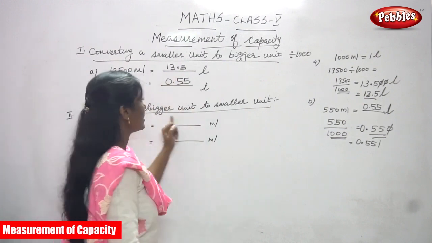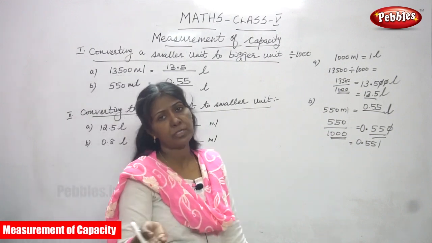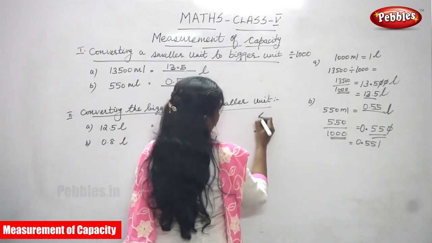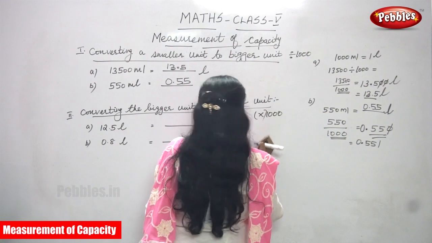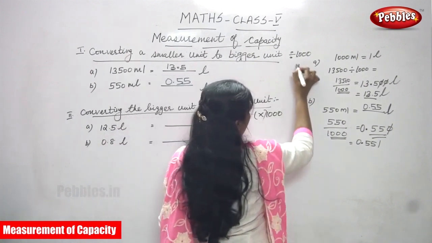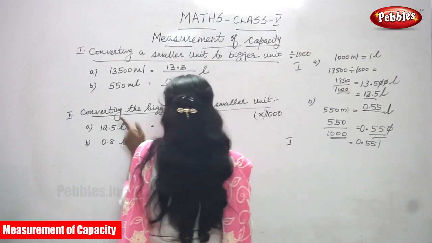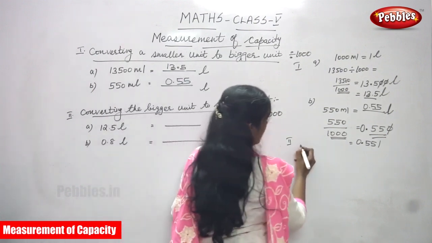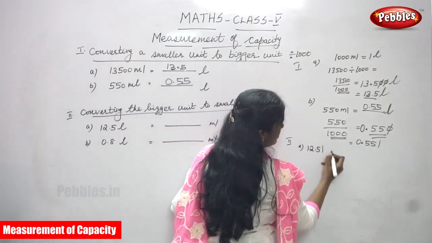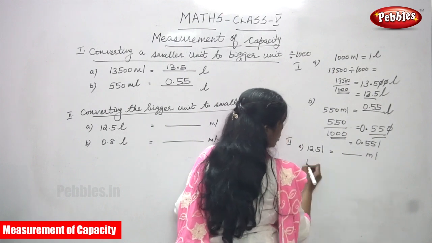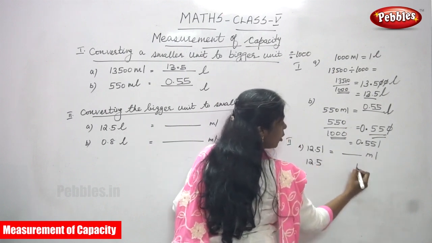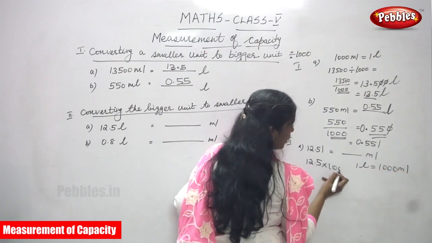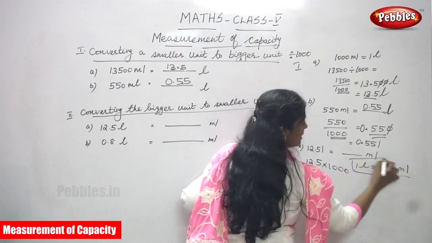Next, converting the bigger unit to smaller unit. Bigger to smaller means you have to multiply by 1000. This is the rule. So the first subdivision is over. Now we are going to do the second subdivision, converting the bigger unit to smaller unit. The question is 12.5 liter. First A question: 12.5 liter is equal to how many milliliters? I told you 1 liter is equal to 1000 ml, so you have to multiply by 1000.